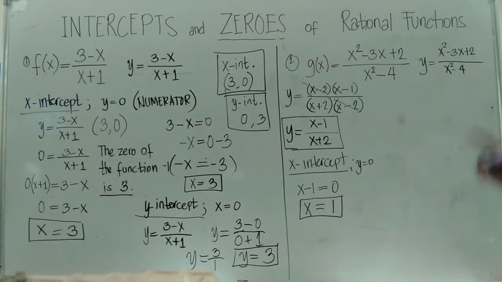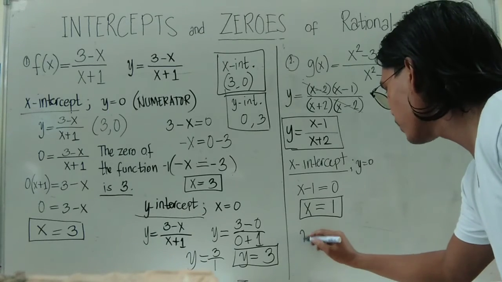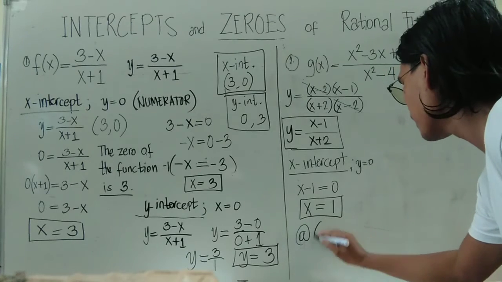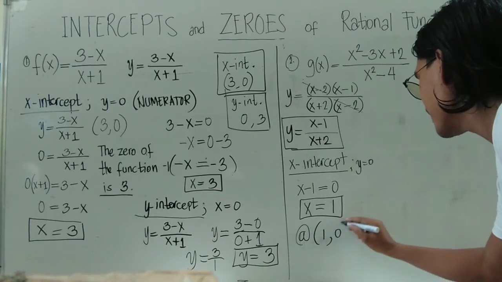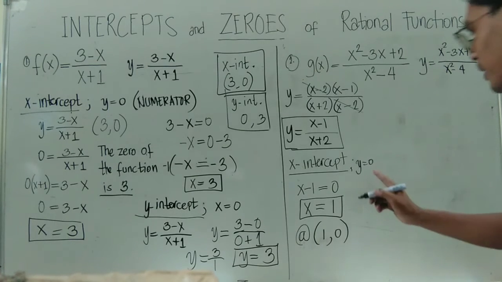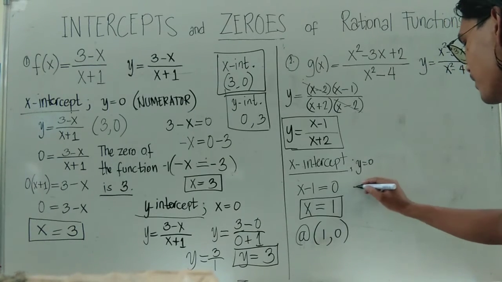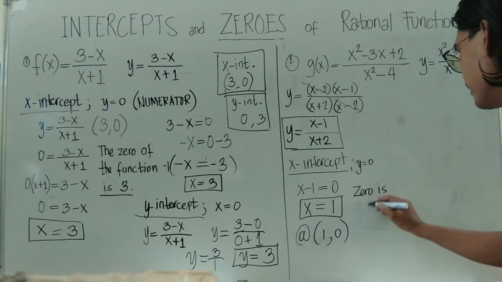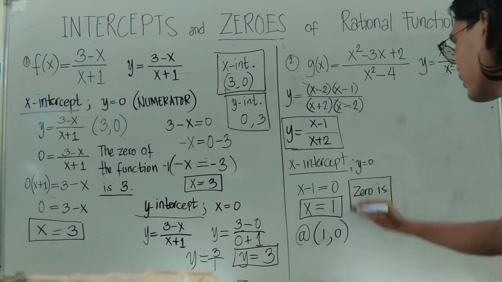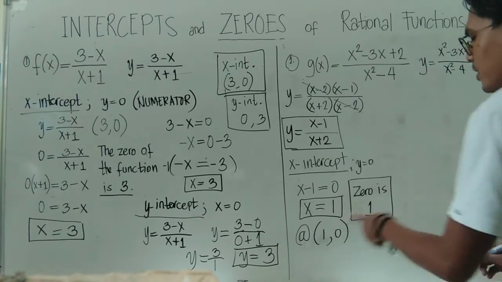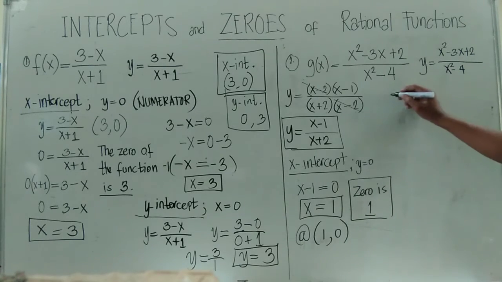So therefore, your x-intercept will be at point 1 and 0. And the 0 of the function is 1. So this will be your x-intercept. This is your 0. Okay, let us proceed to your y-intercept.